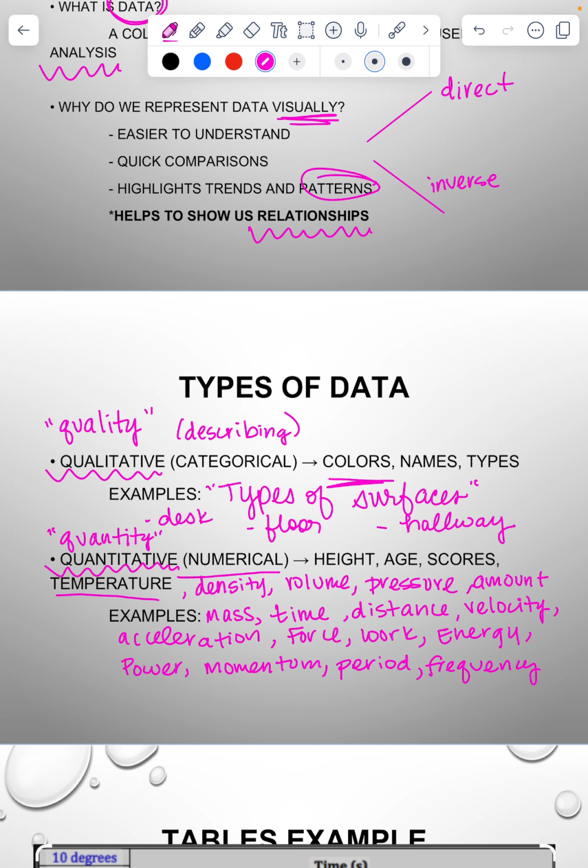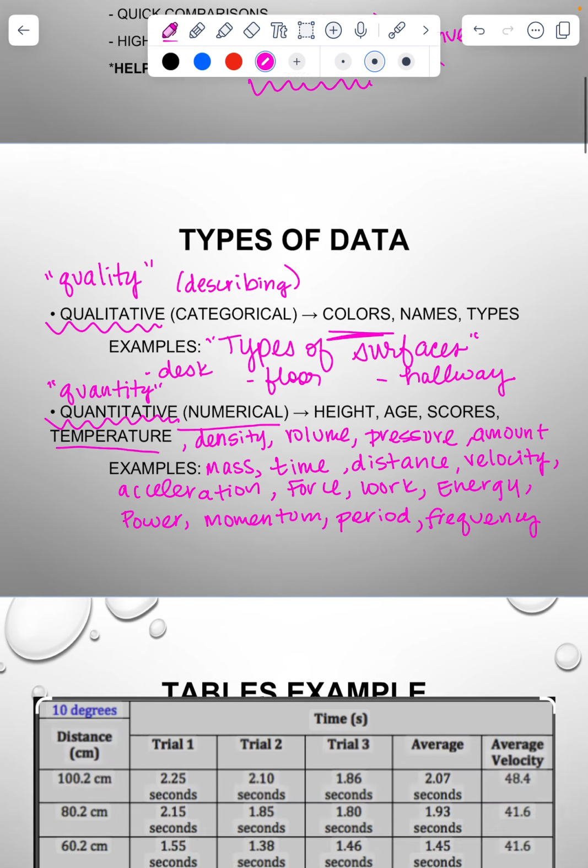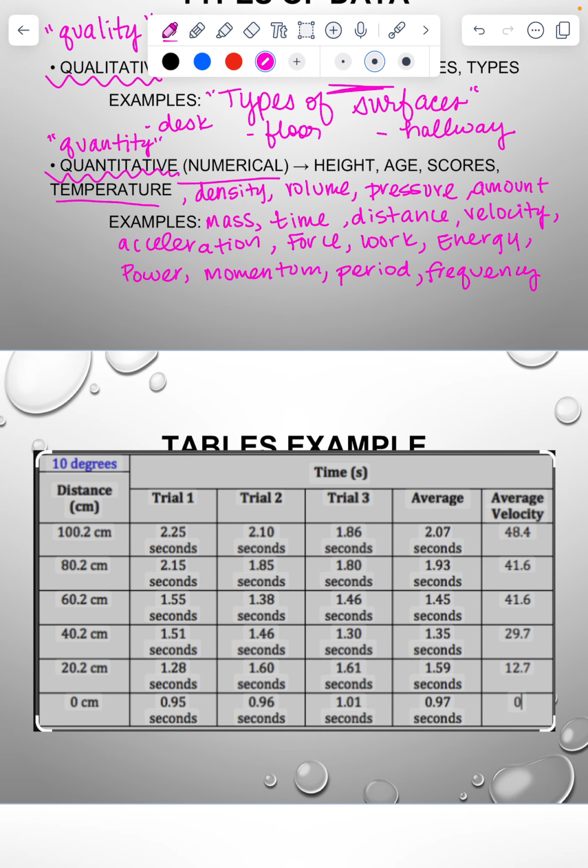Once we collect this data, whether it is quantitative or qualitative, we don't just write things down willy-nilly. We always put them in a data table. I tried to get a data table that was similar to the one that we saw in the Let's Bounce lab. So you see here, we've got 3 different trials, and then we've got an average.